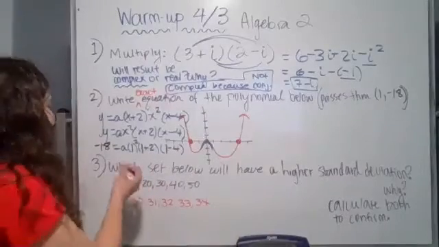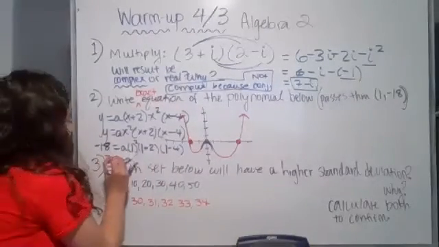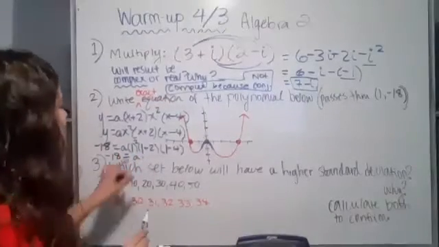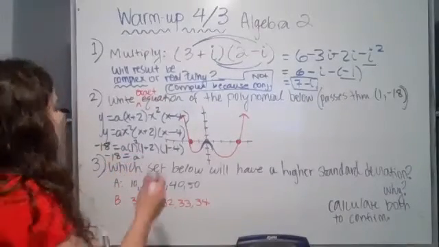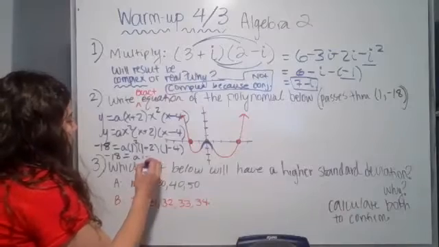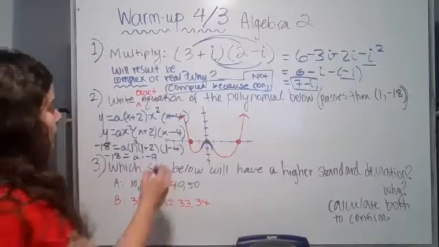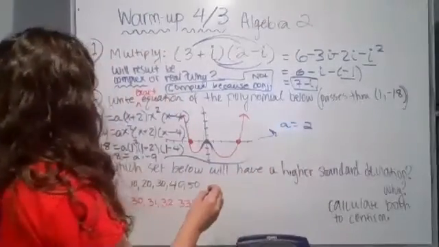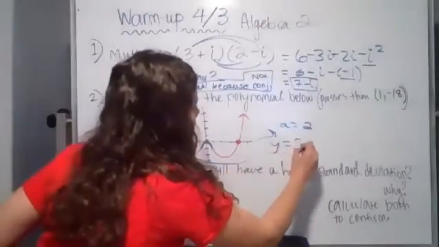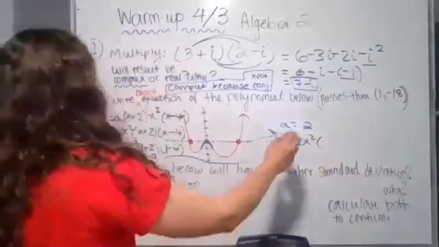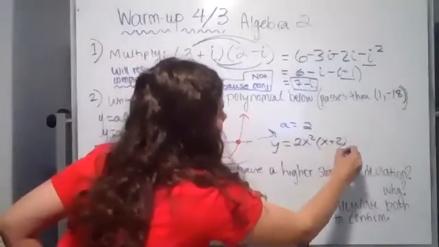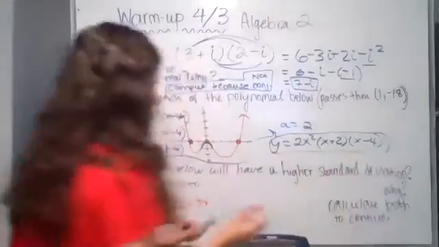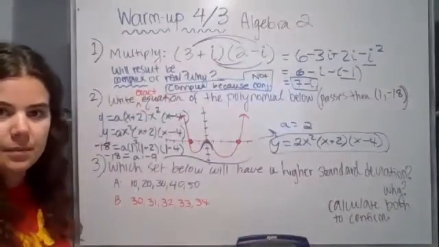Okay, Henry. So the -18 is equal to a times 1 times 3 times -3, so -9. Which means a equals 2. So our final equation would be y equals 2x squared times x plus 2 times x minus 4. You okay with that?